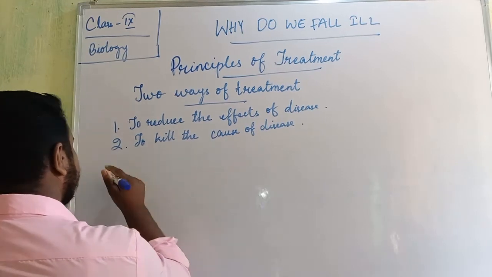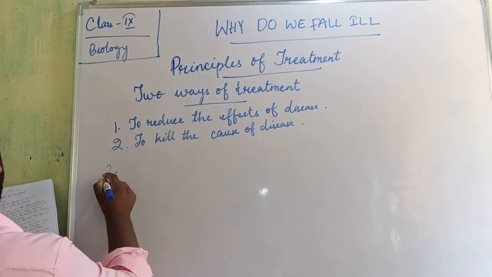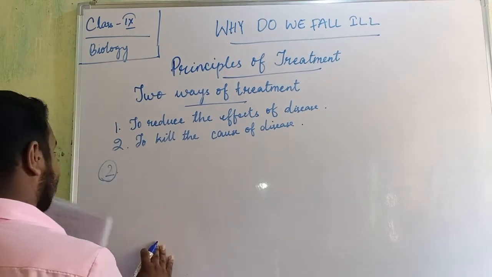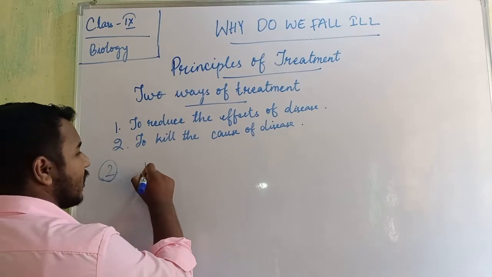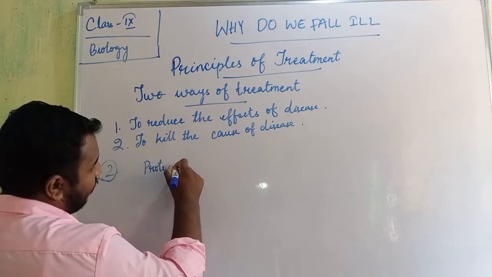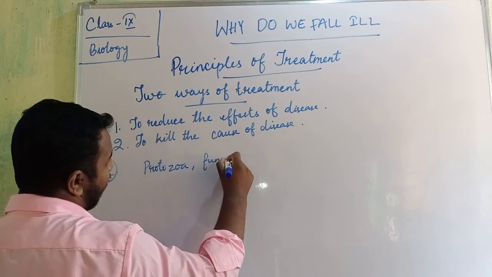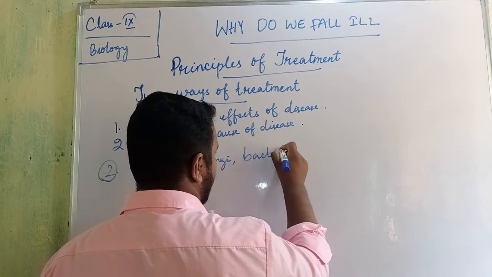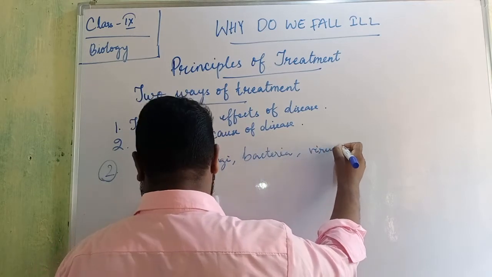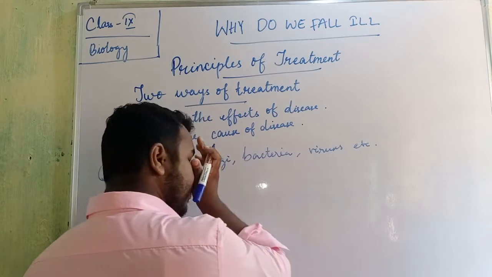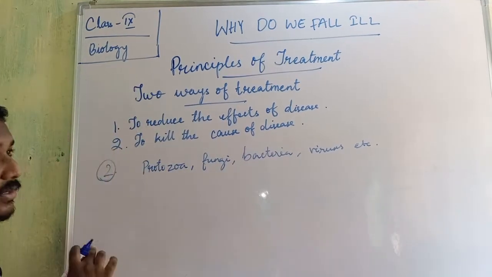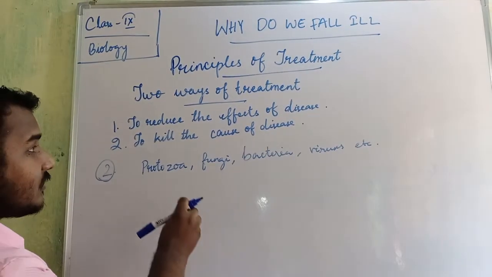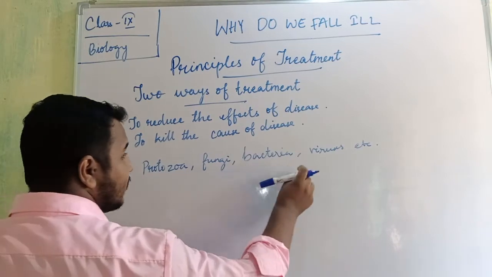Okay, the second one is telling about killing the microbes. Microbes are of different types like protozoa, fungi, bacteria, viruses, etc. So these are the different types of microbes which cause disease. So for eradicating or killing them, we have to take medicines which will kill these bacteria.